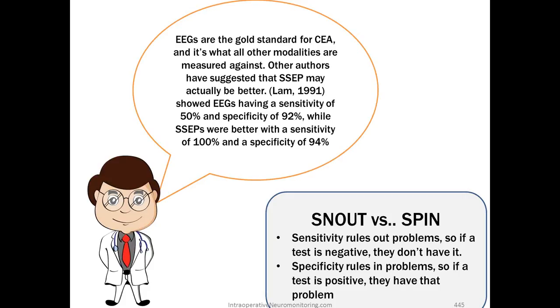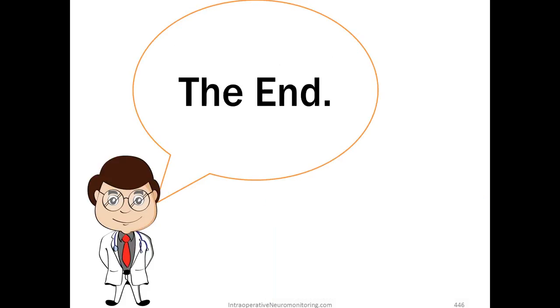Make sure you are able to define and tell the difference between sensitivity and specificity for the exam. I wrote a long blog post on this and went into great detail, so it's within that 30 days of neuromonitoring period, so make sure you check that out. Actually, I think it's in the first week of it. Sensitivity rules out problems, so if a test is negative, they don't have it. And specificity rules in problems, so if the test is positive, they have that problem.